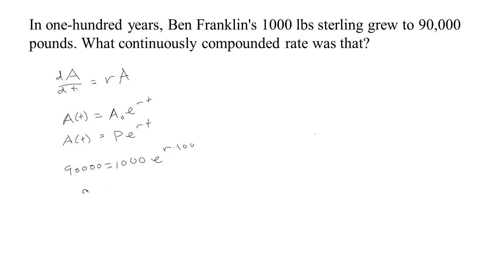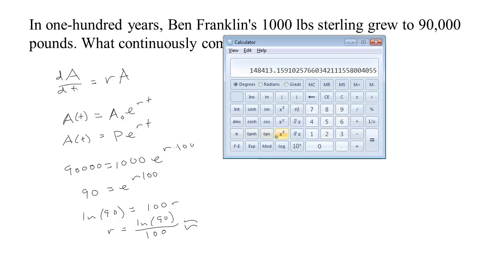If we divide both sides by 1,000, 90,000 divided by 1,000 is 90, equals e to the r times 100. We're trying to figure out what the average rate would be if we think about it as continuous compounding. So I'm going to take the natural log of both sides, and the natural log of e to the 100r is just 100r. So the interest rate would be the natural log of 90 over 100. Let's figure out what that is approximately using a calculator. I'll take the natural log of 90 and then divide that by 100.